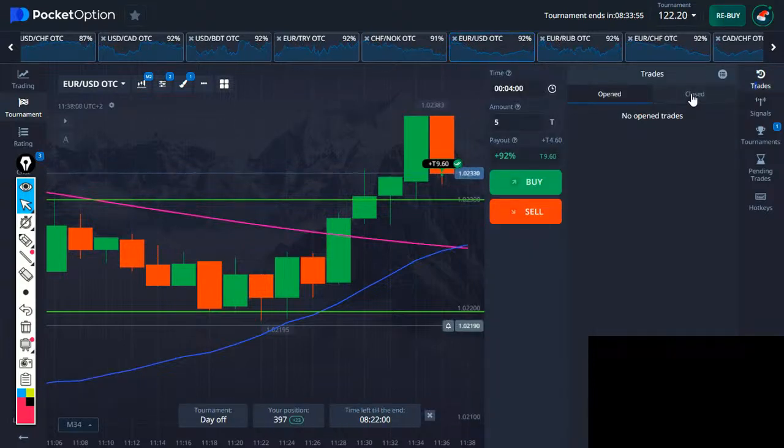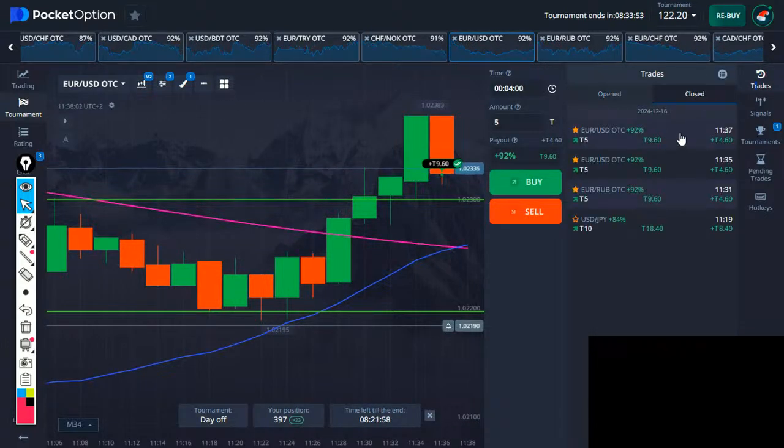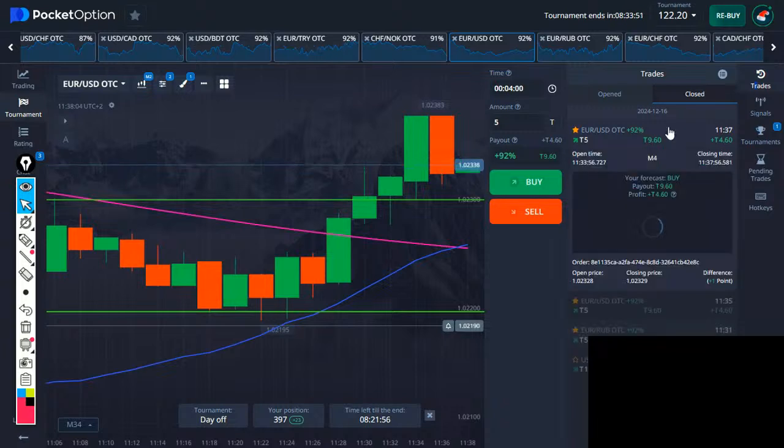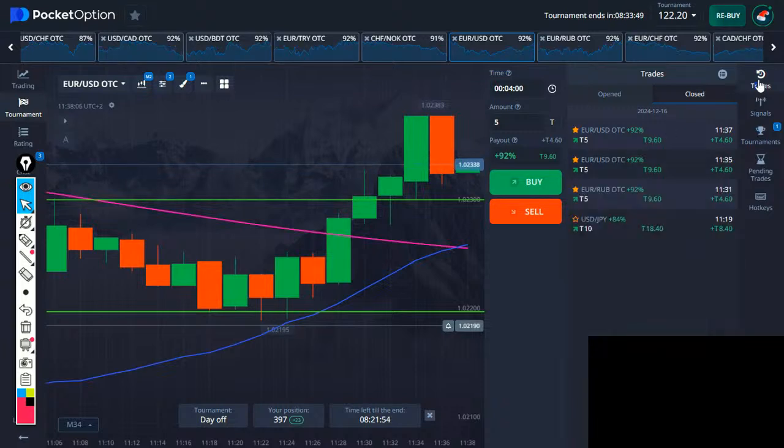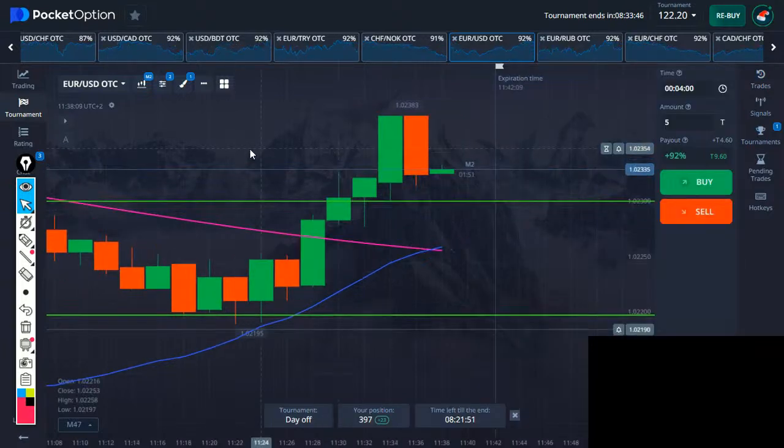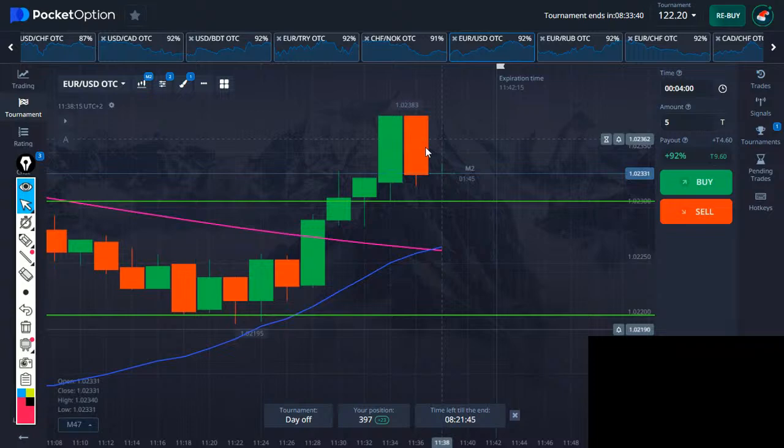See, guys, we have 4 out of 4. Now, the last one was a bit close, plus 1. I already told you that you can take 4 or 6 minutes expiry. So in my opinion, this over here is going to close in green. Let's see what's going on here.